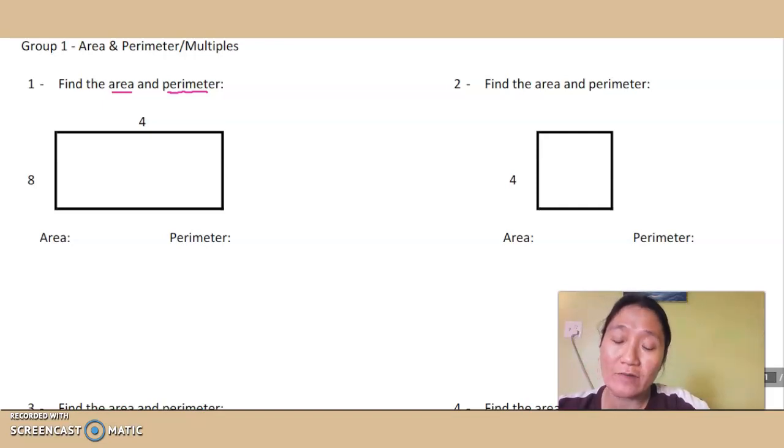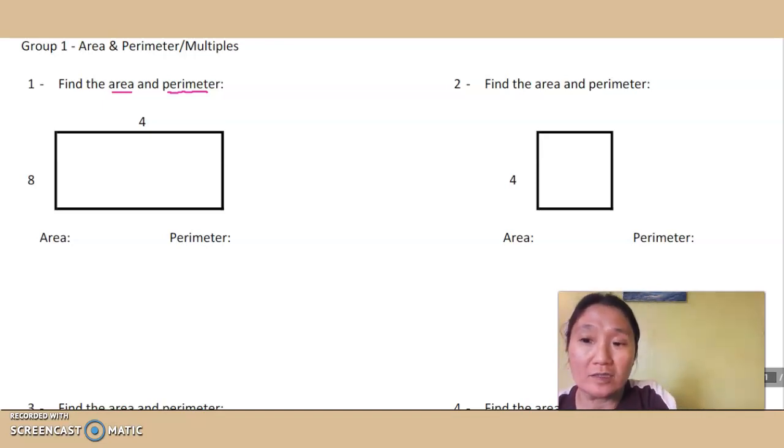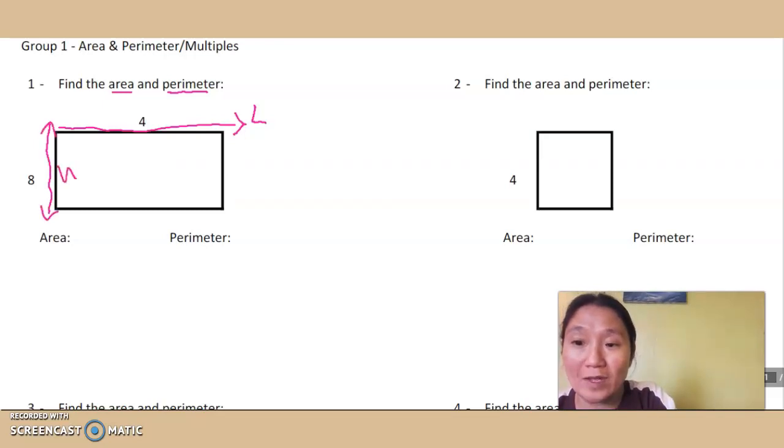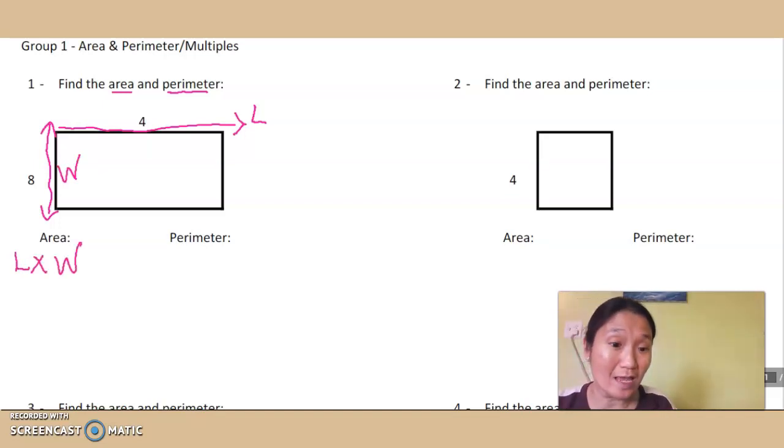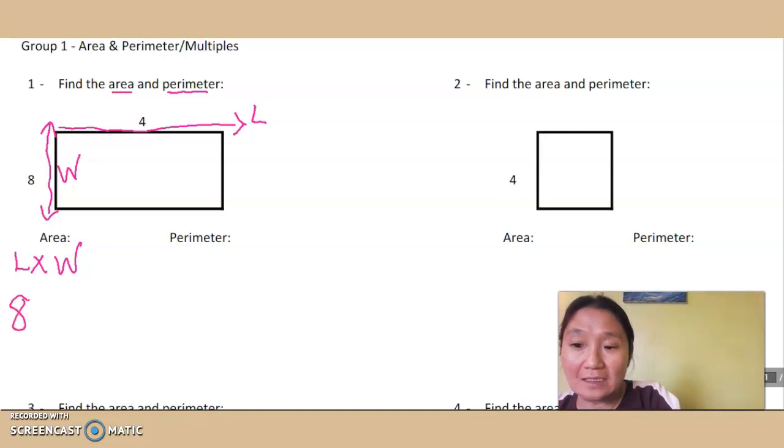Area means you have to multiply length times width. Your length usually runs this direction. That's your length. And your width runs from top to bottom. So that's your width. So you have length times width. Make sure you write that down because that's the area formula. Formula means the way that you write an expression, an equation. So my length on this one is going to be 8, and width 4.